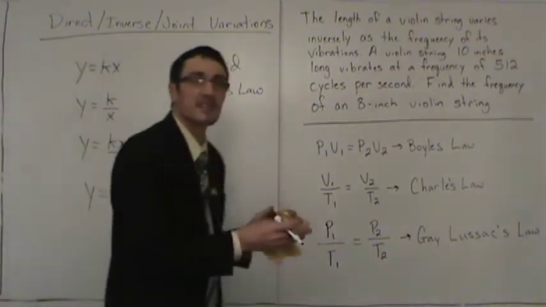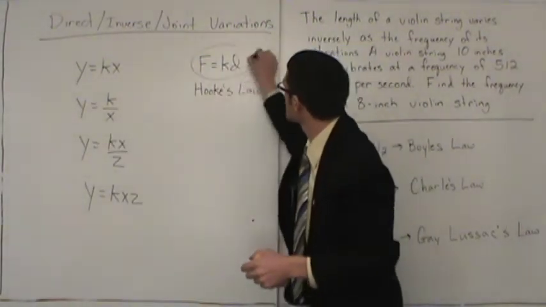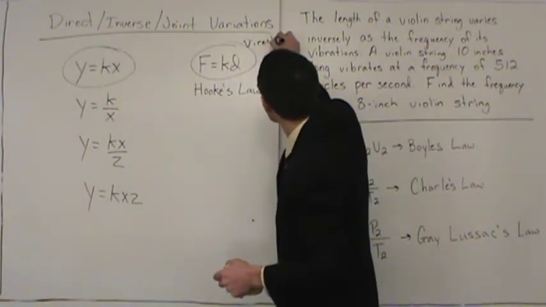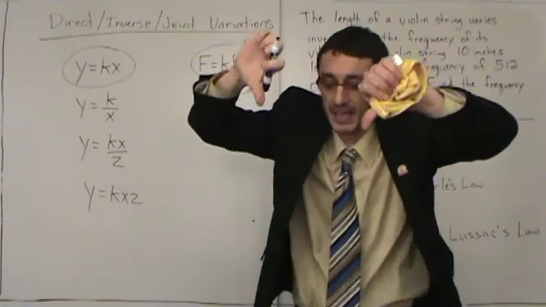But over here, force equals kd, F equals kd. What is this? This looks like what? Direct variation. I told you in the last video, direct means they're doing what? They're doing the same thing. Either they're both going up or they're both going down.